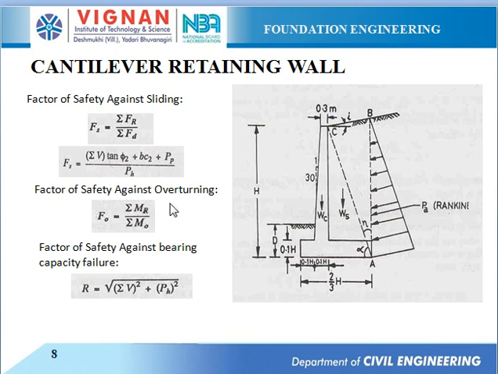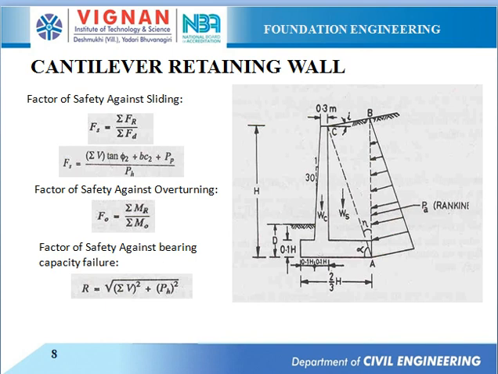The next factor of safety value is determined against overturning moment, which is obtained by F naught equals sigma Mr by sigma M naught, where sigma Mr is the sum of resisting moments about the toe and sigma M naught is the sum of overturning moments about the toe. The factor of safety against overturning moment is also given as F naught equals M1 plus M2 plus M3 plus M4 and so on, by Ph into H by 3.